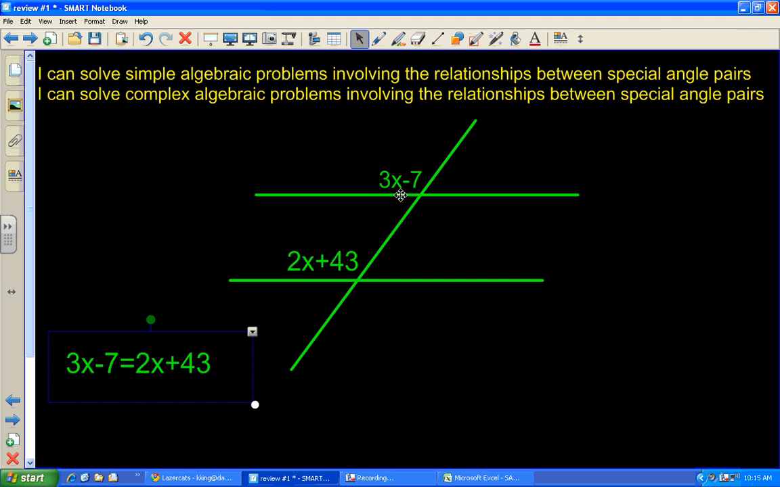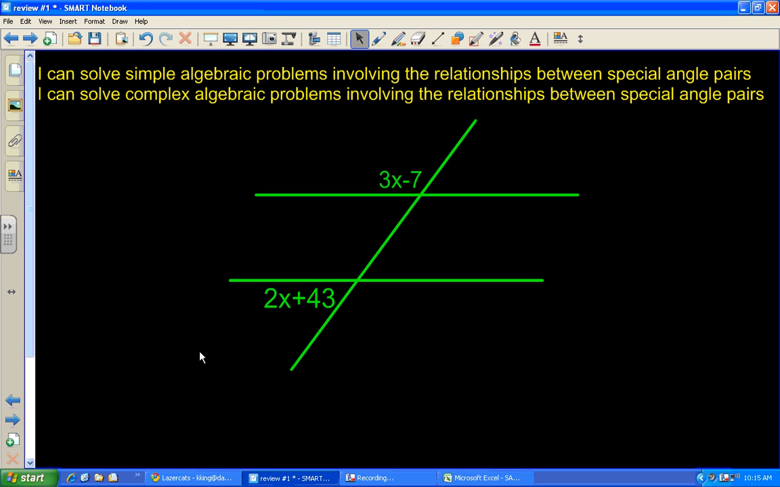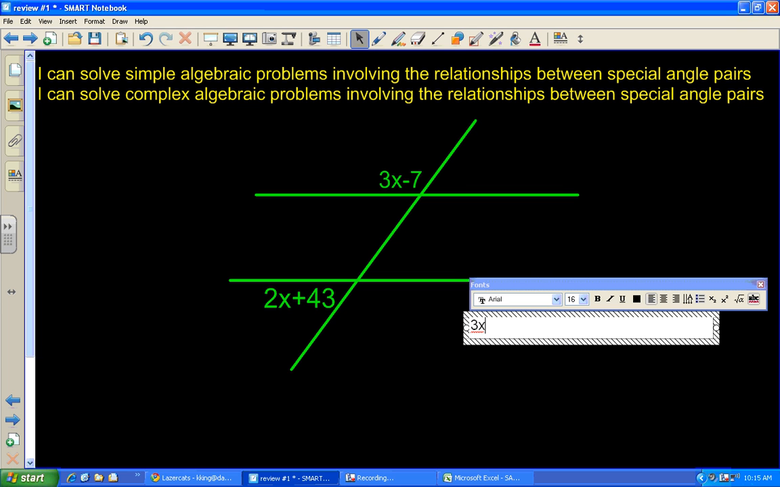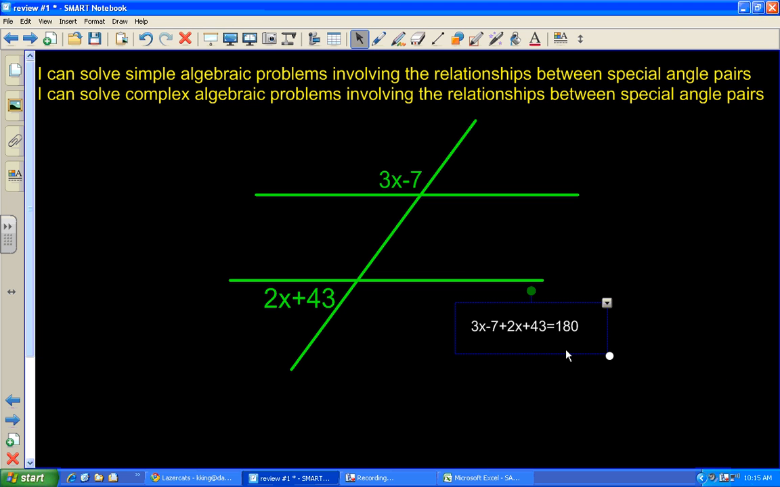But if I move this 3x, let's move this 2x plus 41 out here. Now, what do you notice about them? Yeah, they should be supplementary. So you're going to do 3x minus 7 plus 2x plus 43. And that's going to add up to 180, because that's exactly what supplementary means. And then again, you're going to do your algebra and solve for x.